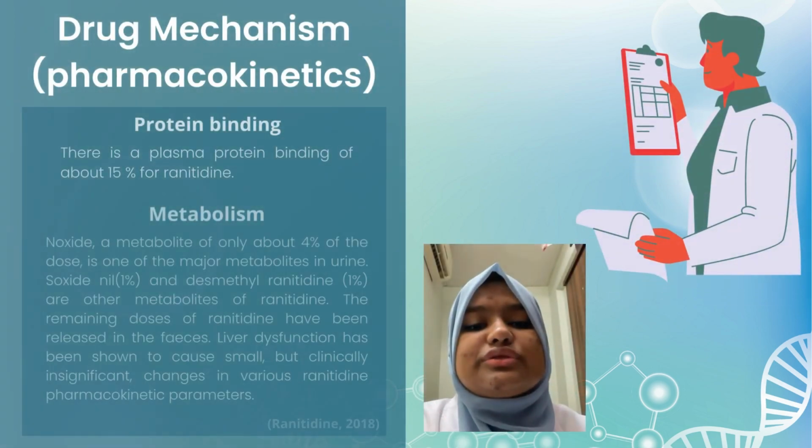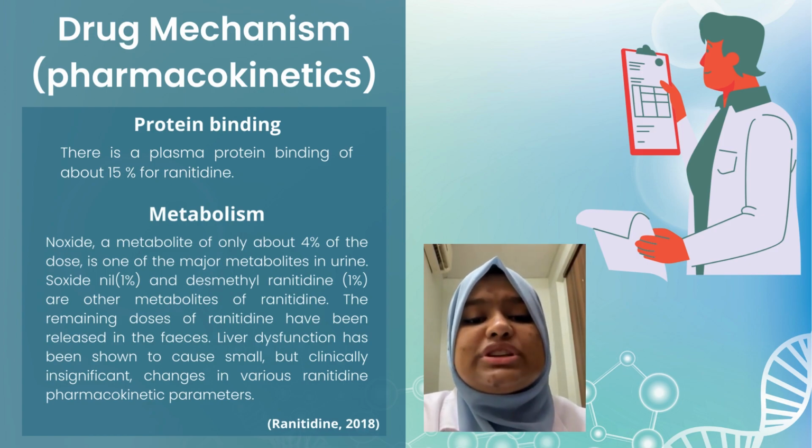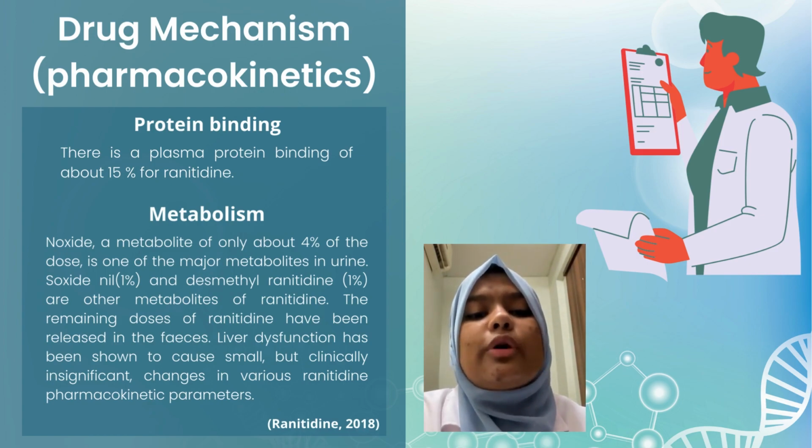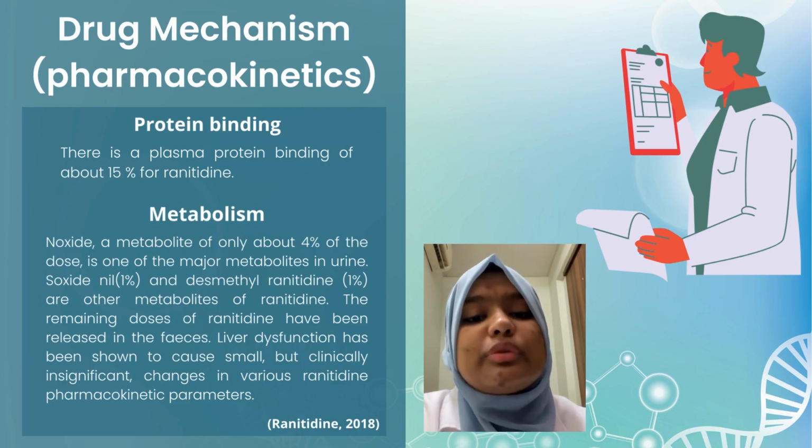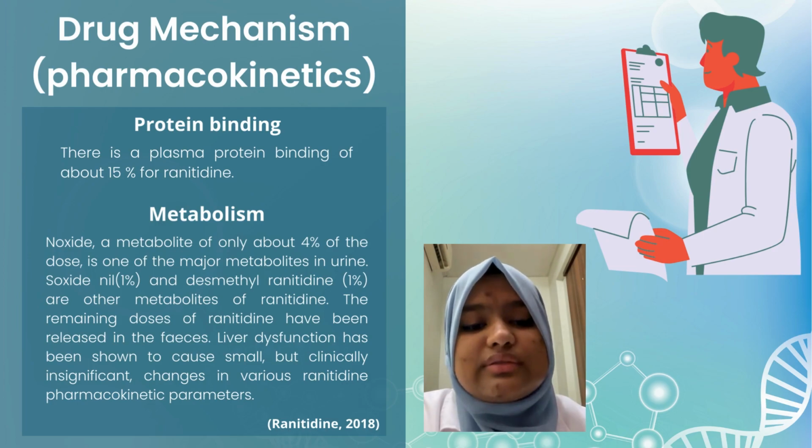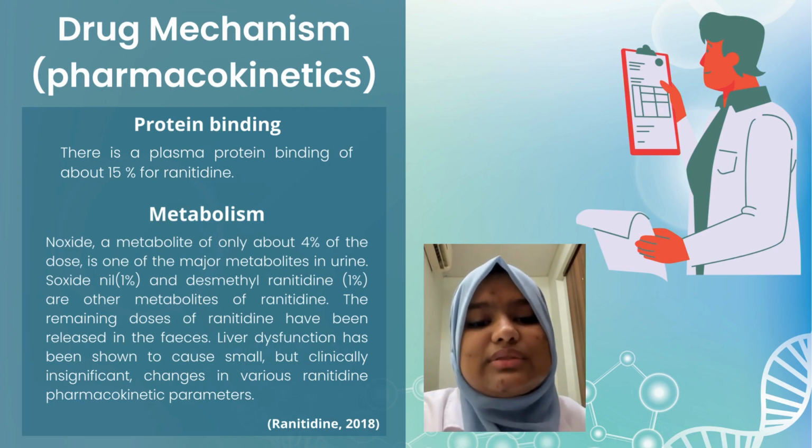Now let's proceed to protein binding. There is a plasma protein binding of about 15% for ranitidine. Metabolism. N-oxide, a metabolite of only about 4% of the dose, is one of the major metabolites in urine. S-oxide 1% and desmethyl ranitidine 1% are other metabolites of ranitidine. The remaining doses of ranitidine are released into the feces. Liver dysfunction has been shown to cause small but clinically insignificant changes in various ranitidine pharmacokinetic parameters.